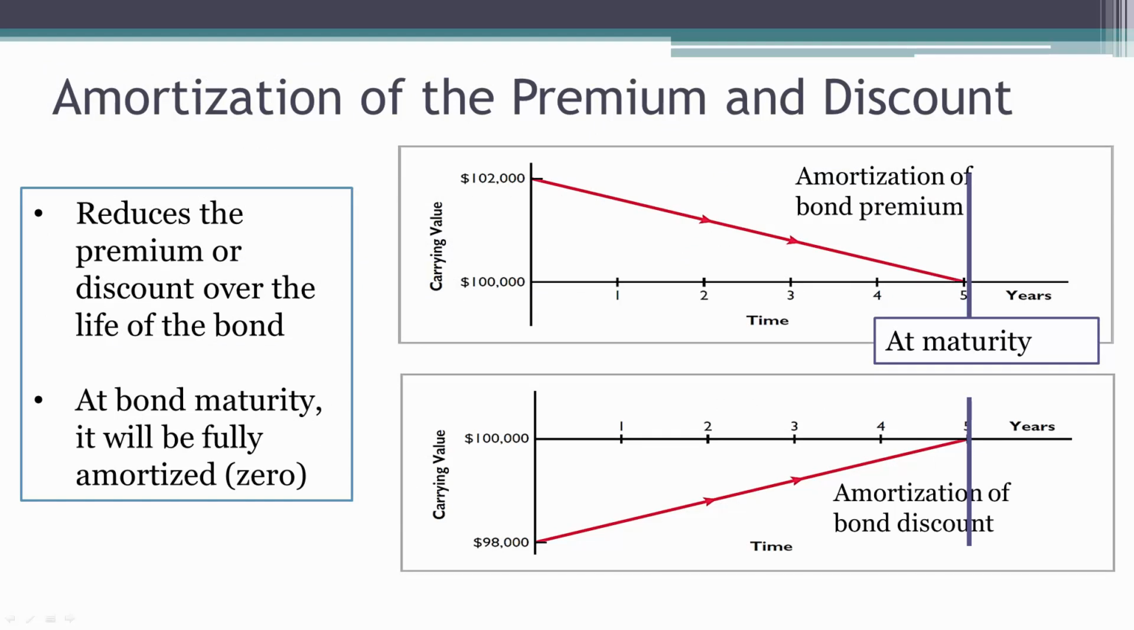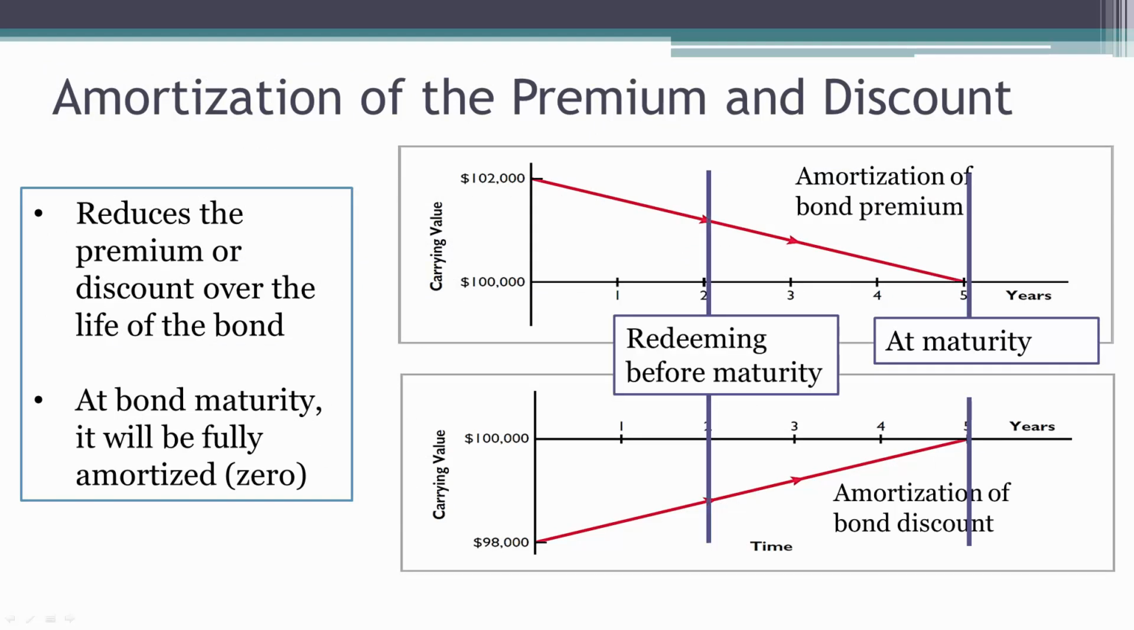Now, if a company chooses to redeem a bond before maturity, then there's going to be some remaining premium or discount that is not amortized. And so because of that, we'll have to also eliminate that remaining premium or discount. And what happens is that usually creates a gain or a loss on the early redemption of the bonds.